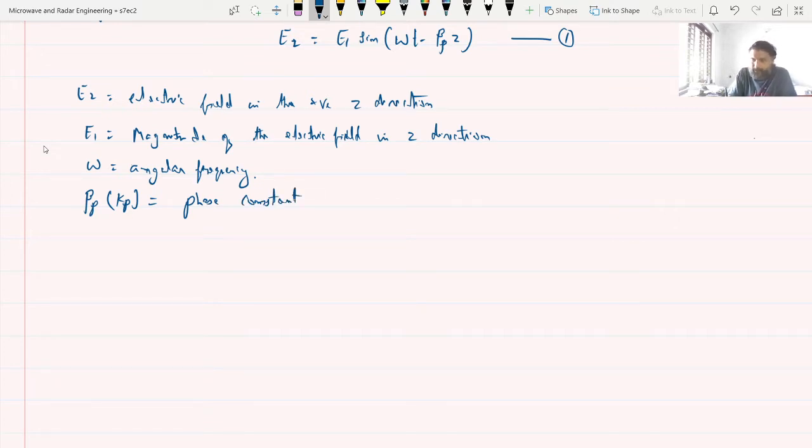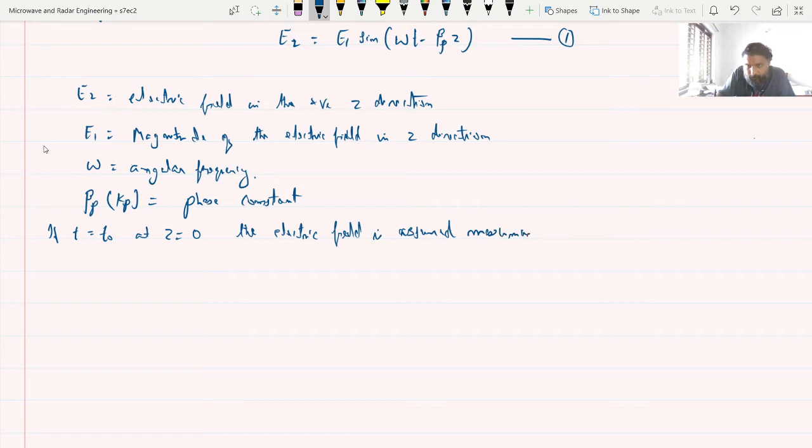And as I told you, if t equal to t naught at z equal to 0, the electric field is assumed to be a maximum.